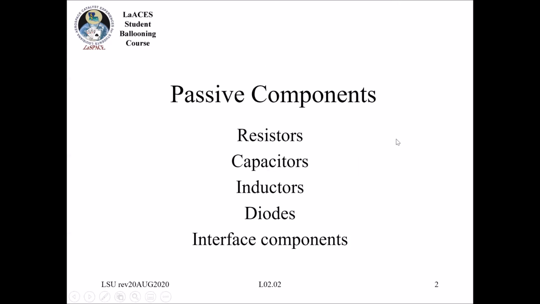All right, here we go. We're going to be talking today about resistors, capacitors, inductors, diodes, as well as interface components. Some of these are often called passive components, and then we have other types, integrated circuits and different things that are more active. But we're going to start off with these. These are the basic ones.